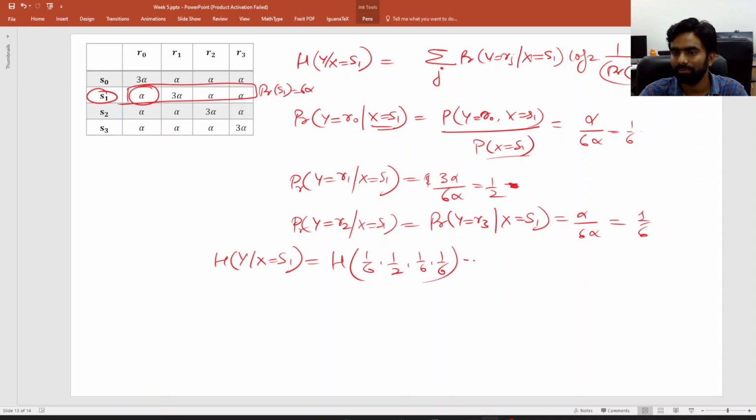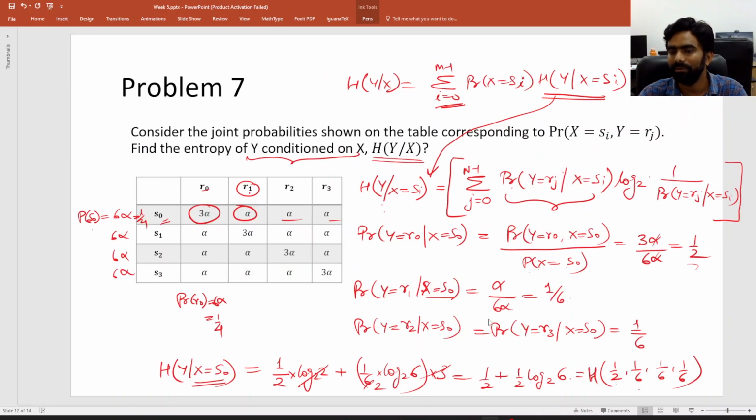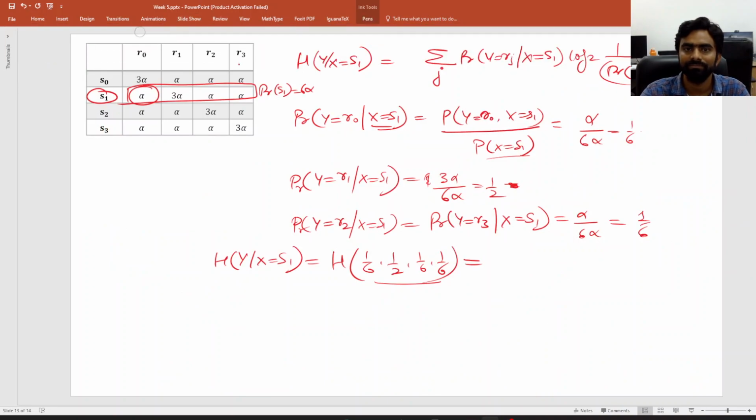Now you can also see that these are the same. In the previous one the order is different, but if you calculate the probability, it would come out the same: half plus half log 2 of 6. Similarly, all the symbols are the same: alpha, alpha, 3 alpha, 3 alpha, and the probabilities of s1, s2, s3 are also the same, 6 alpha, which is 1 by 4 only. So 1 by 6 alpha, same.